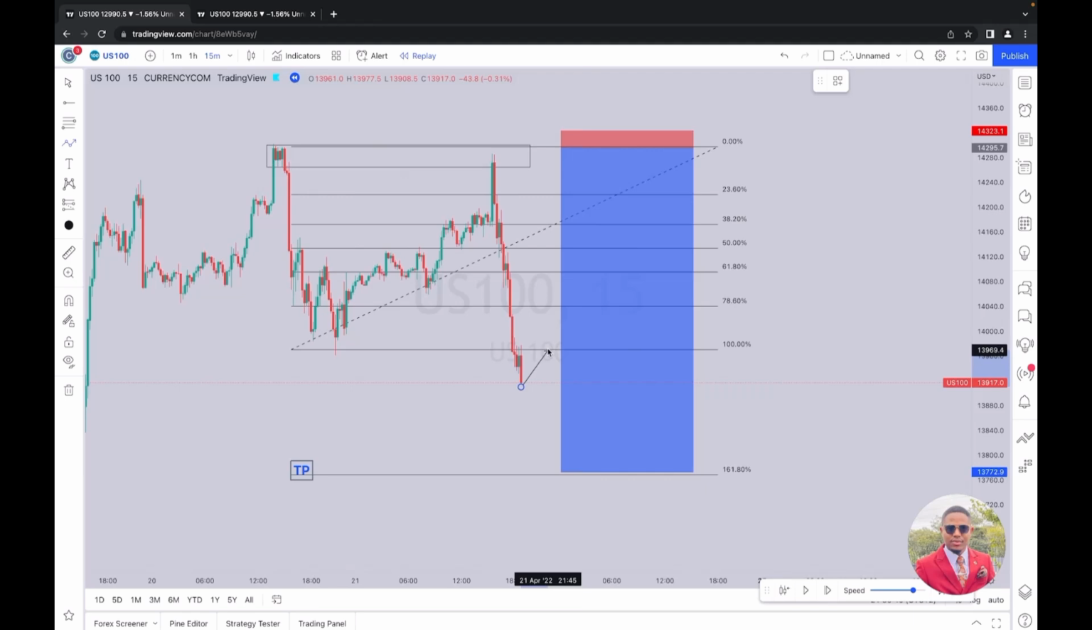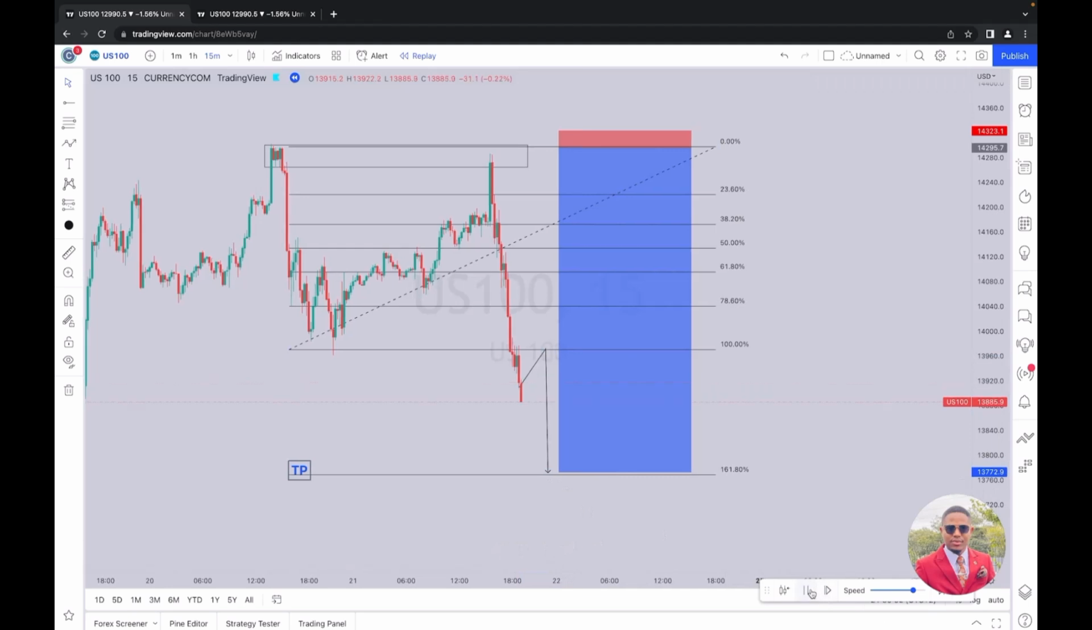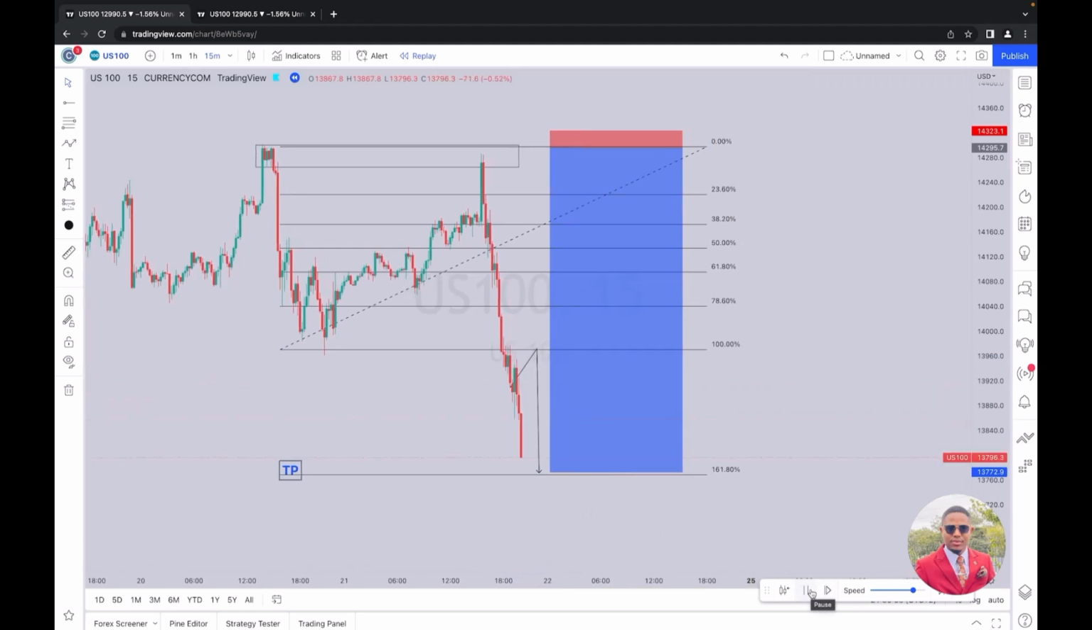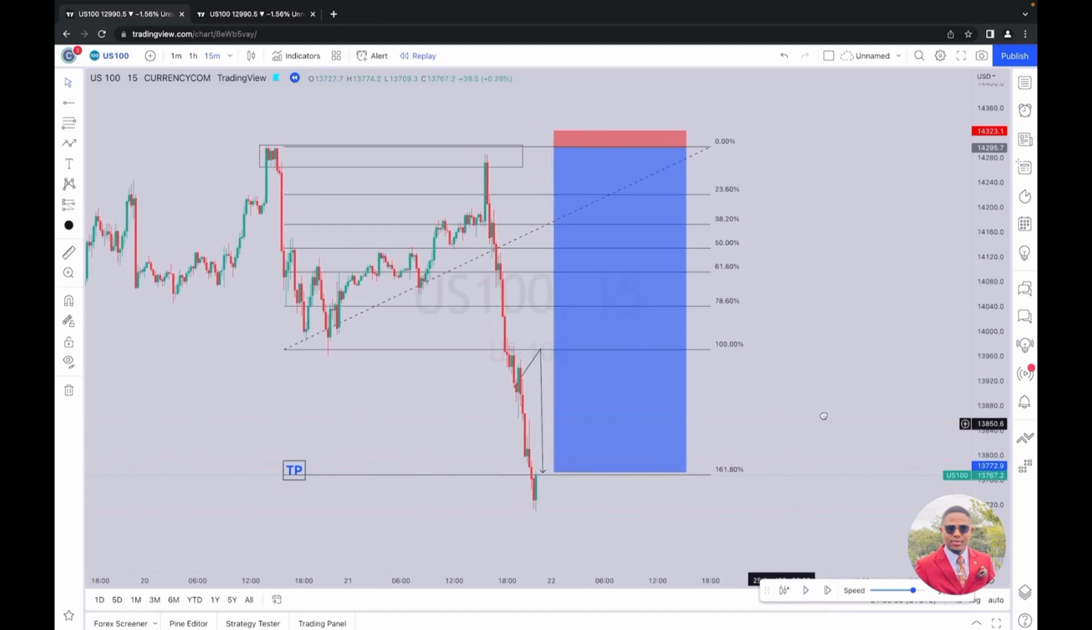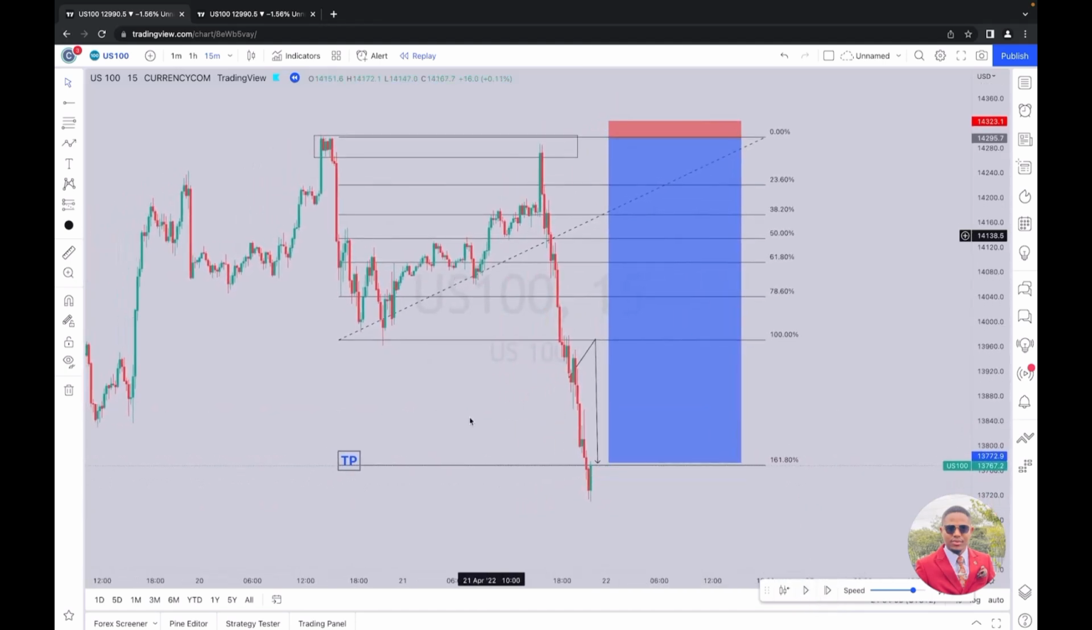You can enter a resell, a sell here, or you can enter a sell from the 78. Then it will go back to the what? It has to reach here. So let's see how it performed. As you can see, TP has been hit like this. So that's how we identify where price is going to go.